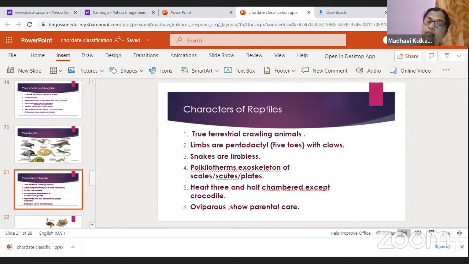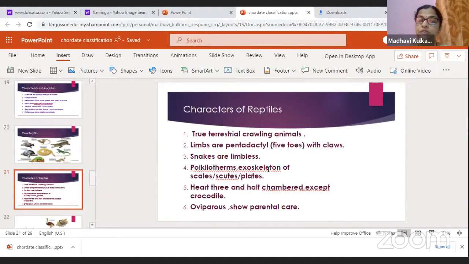The snakes are limbless reptiles. All the reptiles are poikilotherms. They are cold-blooded animals. They change their body temperature with the surrounding, and that is why the crocodiles come to the river bank for basking or taking a sun bath, because when their body temperature goes very low, they cannot maintain their metabolism. Okay, that is the point.